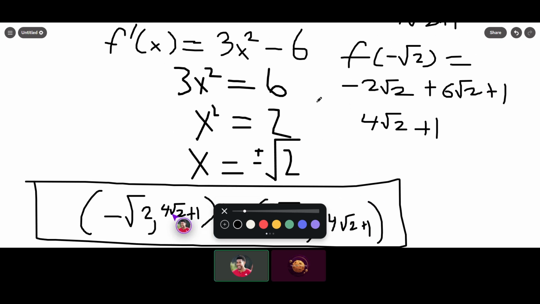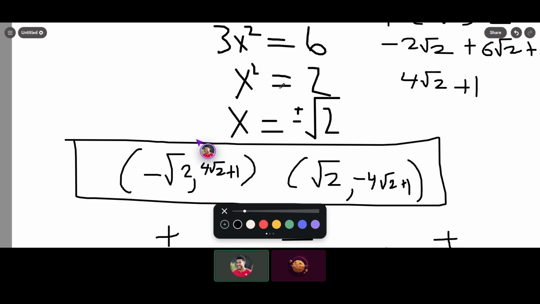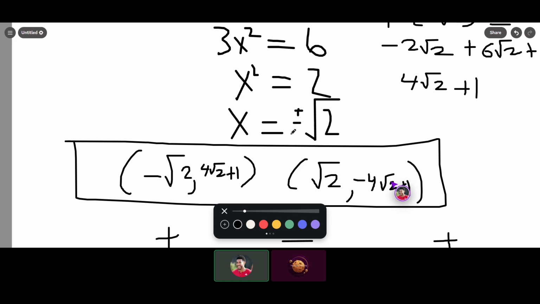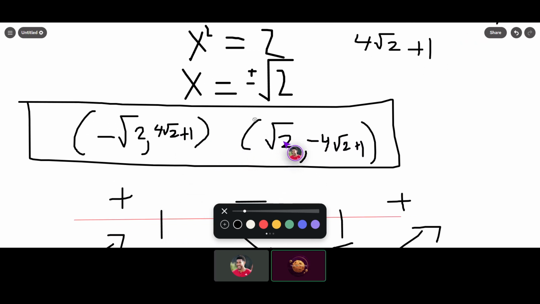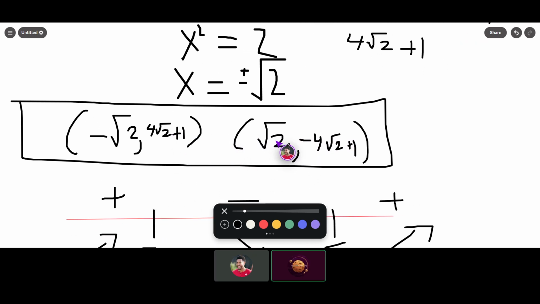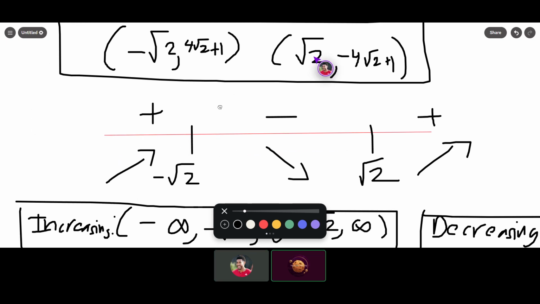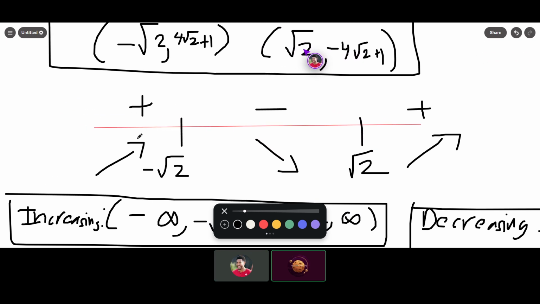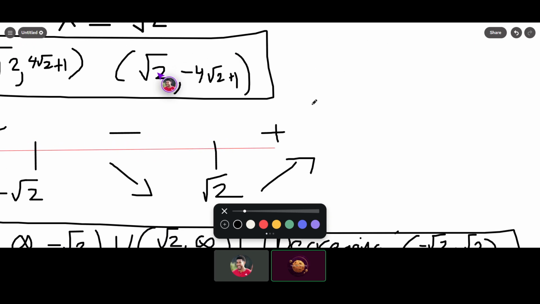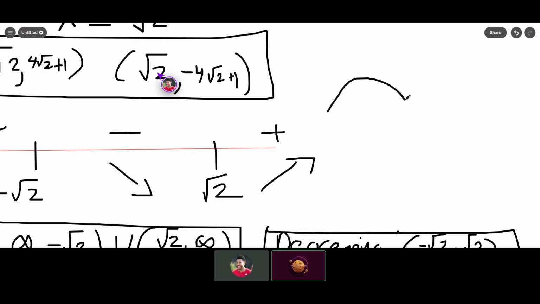I also feel like we should add on which one's the maximum and minimum for these. Okay, guys, let's talk about that. Which y coordinate is the bigger one and which one's the smaller one? Actually, no, it doesn't matter. Look at the sign chart, guys. You see it's increasing until negative root 2 and decreasing after negative root 2. That shows that the graph will look something like this.